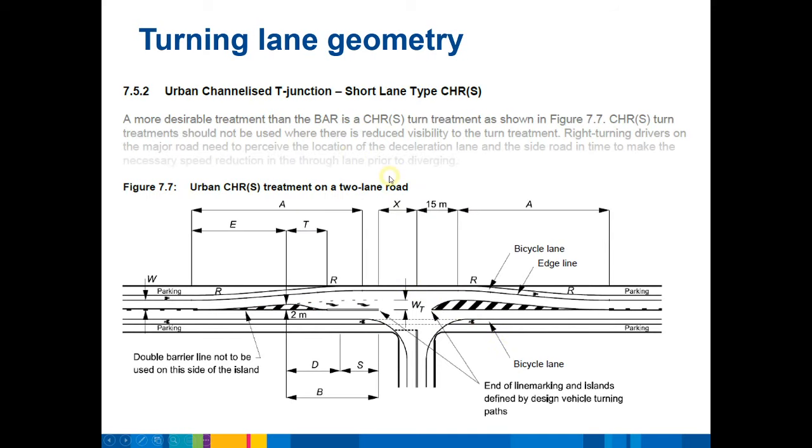The next level of intensity for a channelized right turn treatment is a CHRS. As it says here, it's more desirable than BAR, but it also costs more to build. You can see there's a little bit more complication in the diagram here, but all of these figures, the D, the S, the T, the E, define the overall geometry in a uniform way. That has a benefit: if someone wants to develop a McDonald's or a Bunnings or something, and they know where they want to put it, the developer typically will go to their engineering designer or their planner and say, "Roughly how much is this going to cost me?"